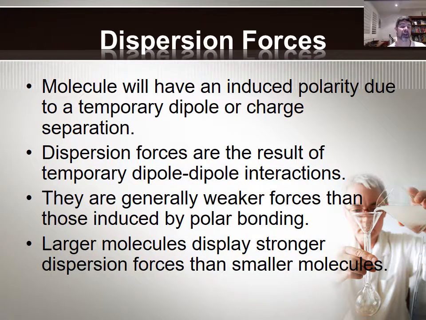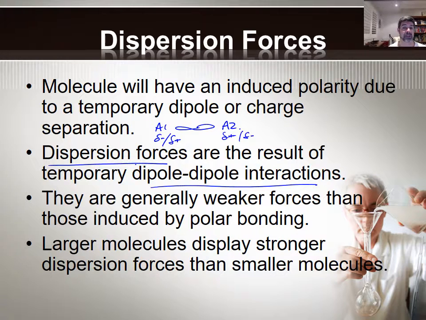Molecules will have an induced polarity due to that temporary dipole or charge separation. So as the electrons are cycling between the two atoms, atom 1 and atom 2, the polarity is constantly changing from, let's say, a negative and a positive, and then in the next instant, a positive and a negative. The charges are always going to be opposite, and this induced dipole is going to interact with other molecules that are adjacent in the nearby area. So these dispersion forces are the result of temporary dipole-dipole interactions. So they are still a dipole-dipole interaction, but they're a temporary one.